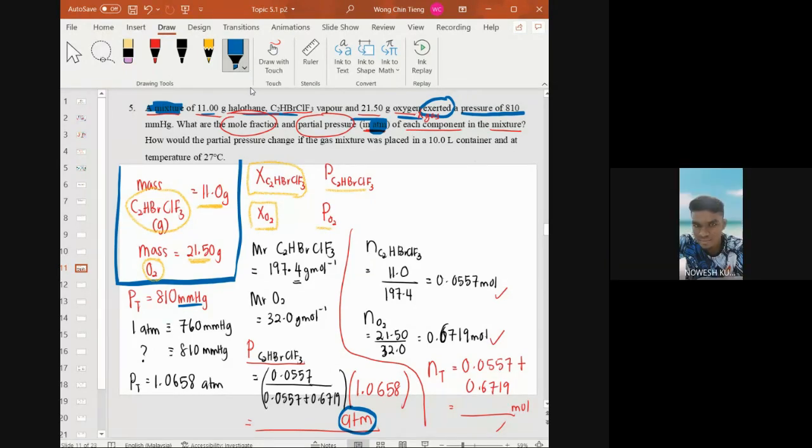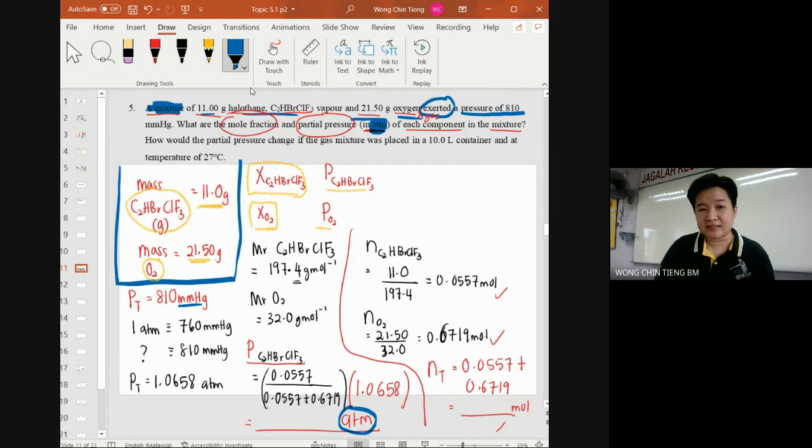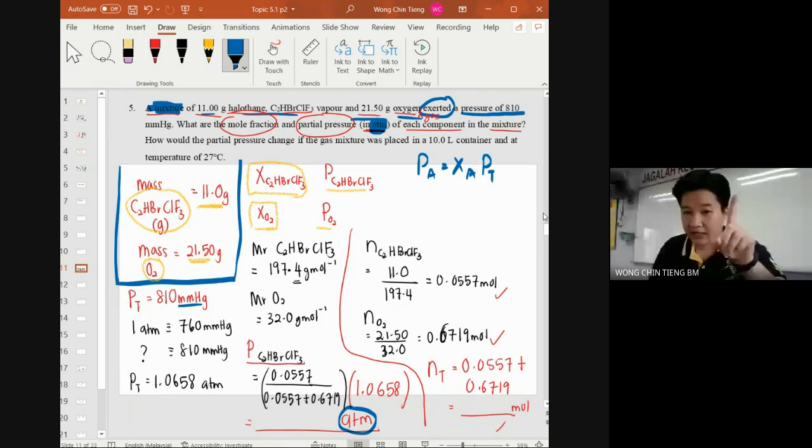Because the total pressure is in ATM. Thank you. If you remember, I said just now the formula when you use the partial pressure: the partial pressure of A equals the mole fraction of A times the P total, remember? And there is one condition I will tell you: the partial pressure and the total pressure unit must be the same.